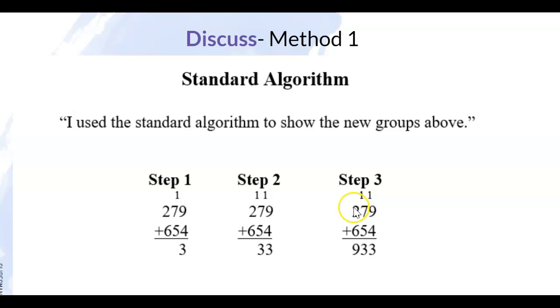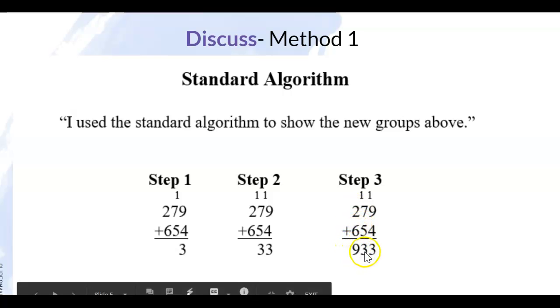And now you're adding up all the numbers in the hundreds place. You have 1 plus 2 is 3, plus 6 is 9. So now you have 9 hundreds, 3 tens, and 3 ones for this method.